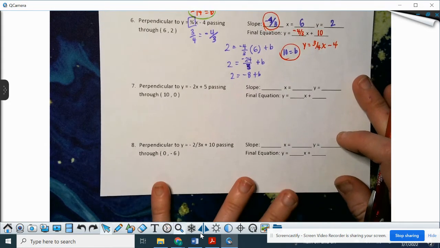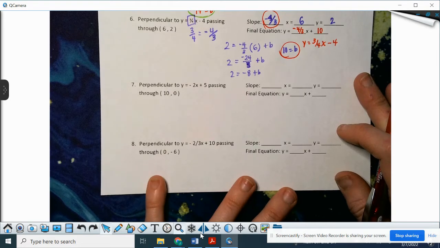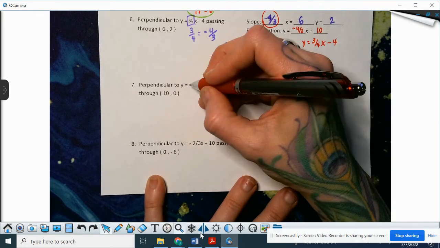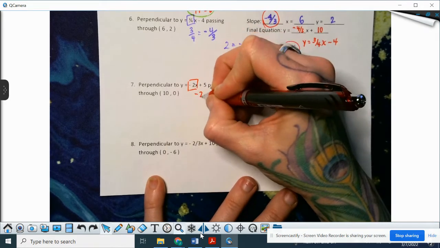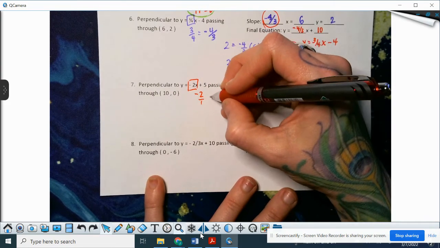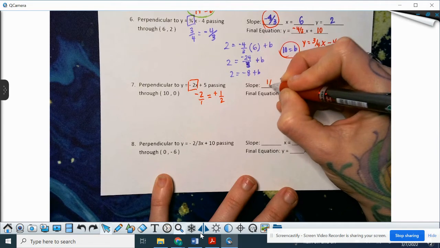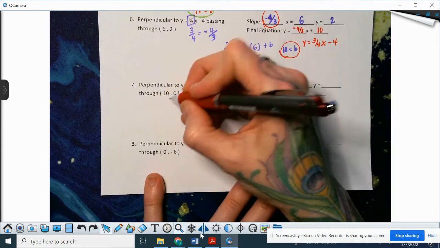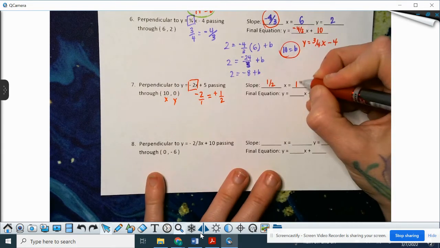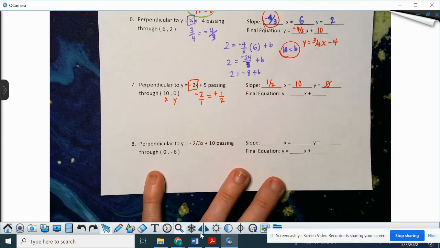All right, number 7. If you didn't pause it already, try it now. You've got it. So we have a slope of negative 2, which means it's all over 1, rise of negative 2, run of 1. So we're going to get opposite and reciprocal. So we have a positive 1/2 slope for this guy. X and y, x is 10, y is 0. We're going to plug that in and solve it.